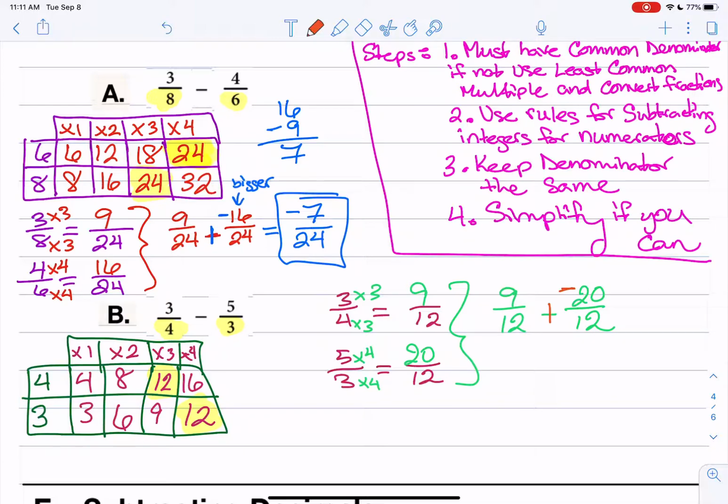So now we follow the rules for addition of integers, and we subtract because the signs are different. 20 minus 9 is 11. 20 is the bigger number, so that means my answer is going to be negative 11. Step 3, the denominator stays the same, so that's 12. And step 4, simplify if you can. Can't simplify anymore, so our answer is going to be negative 11 over 12.